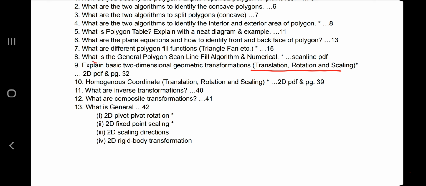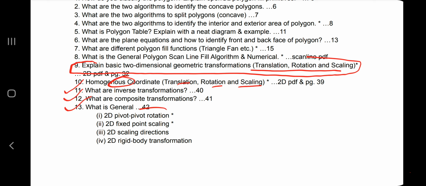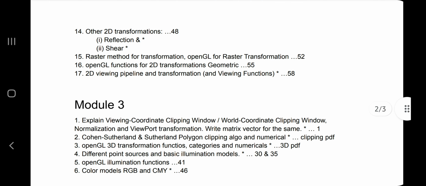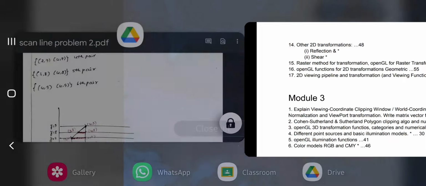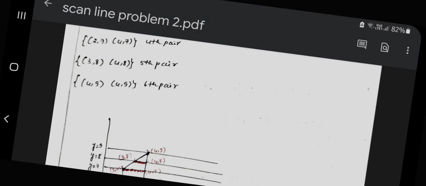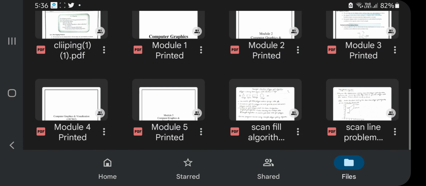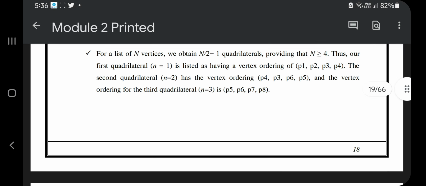So at one go I will be explaining this: translation, rotation, scaling, homogeneous translations, rotation and scaling, inverse translation, composite, general 2D pivot, fixed scaling, and rigid body transformation, and other transformations, reflection, shear. Any of these they can ask. Okay, which is the more important one that I will be discussing now. So let's move on to the printed notes first. There we will be discussing the theory. After that we will be discussing the numericals associated with that. For that there is a separate PDF.